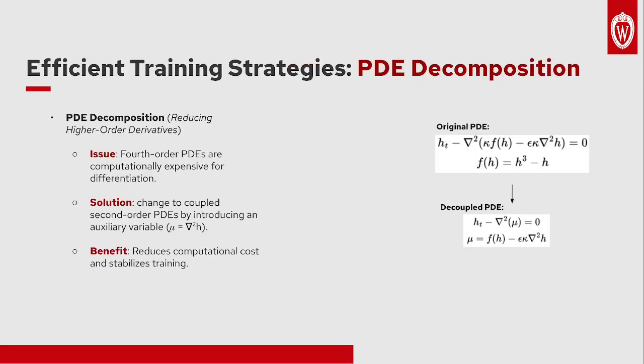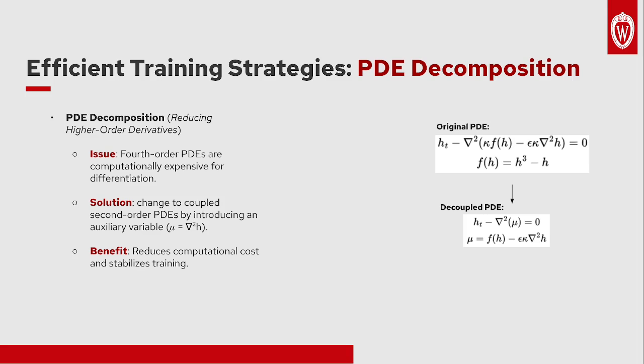Finally, we'll go into detail on some specific training strategies we've employed to enhance the training of our model, first of which being PDE decomposition. Earlier, we stated that the Cahn-Hilliard equation was a fourth-order PDE. The higher order makes differentiation during backpropagation increasingly difficult. To remedy this issue, we introduce an auxiliary variable, mu, to decouple the fourth-order PDE into two second-order PDEs, thus reducing the complexity during differentiation.